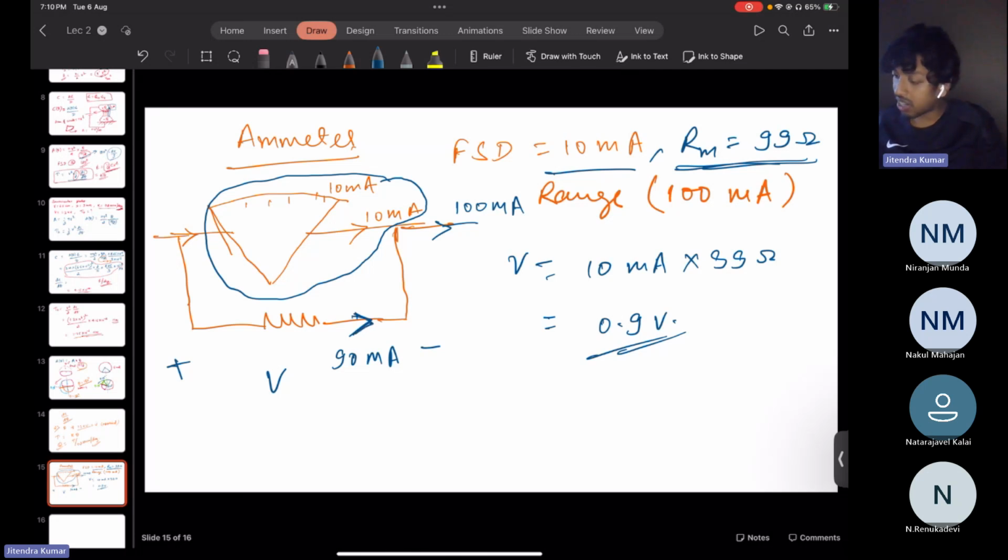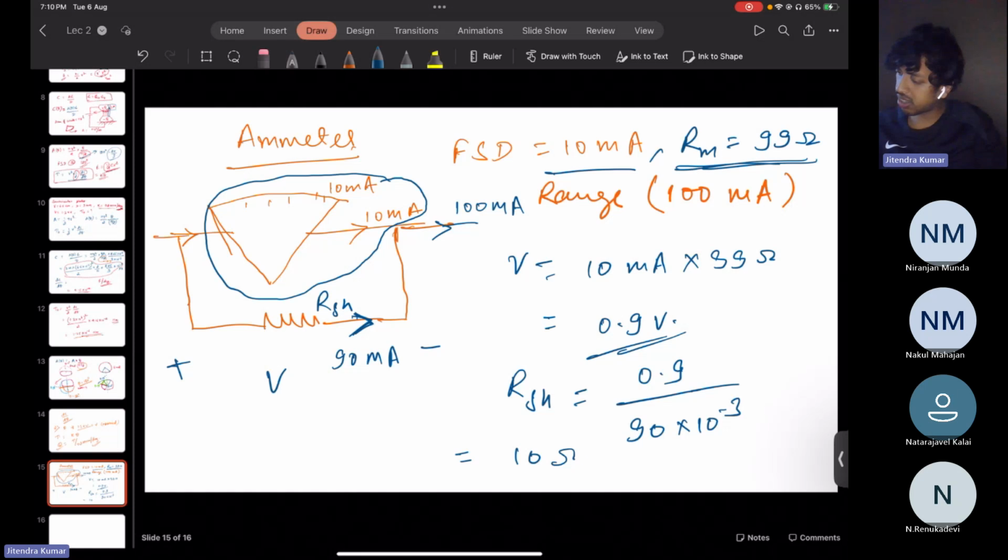This much voltage we have calculated. Now 90 milliampere is required in this shunt branch. So RSH we can also calculate: 0.9 divided by 90 into 10 to the power minus 3. So how much will our shunt be? Our shunt will be 10 ohm, I guess, isn't it? So this much value of shunt resistance we need to connect to increase the range of this ammeter from 10 milliampere to 100 milliampere. I hope it is fine with you. We have already discussed this.